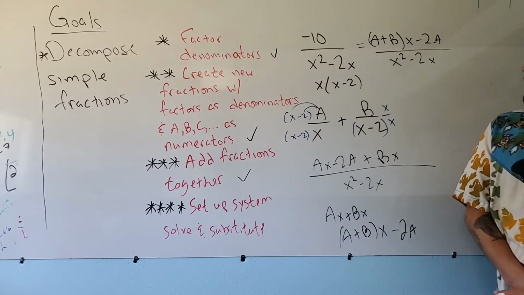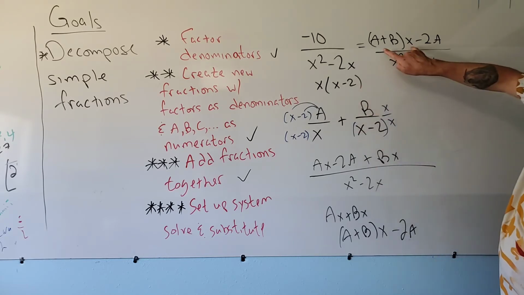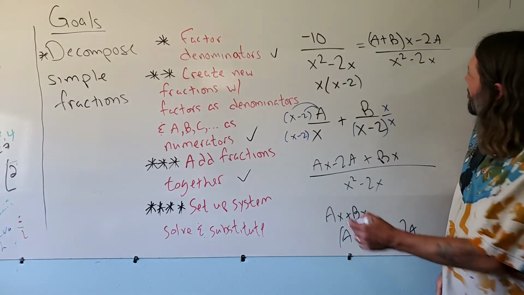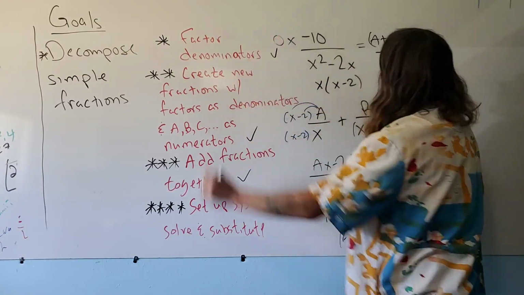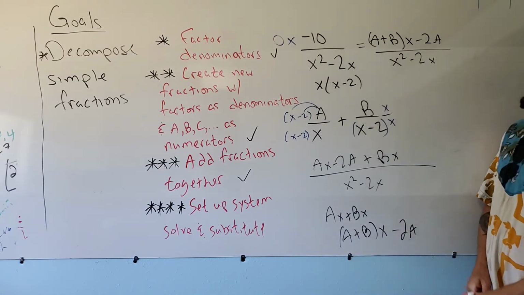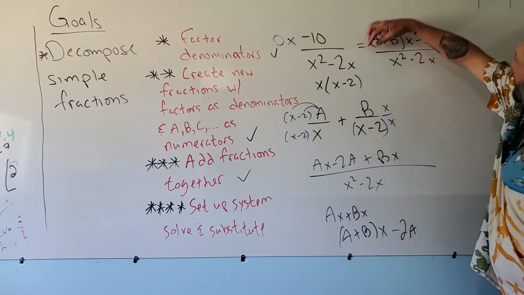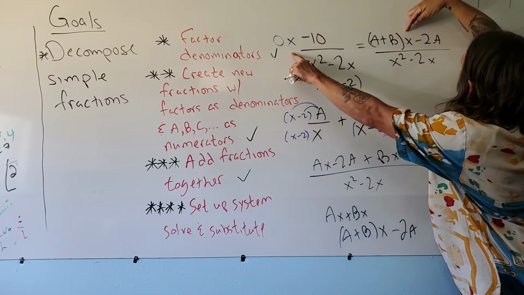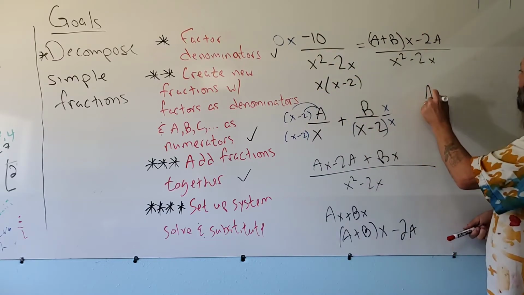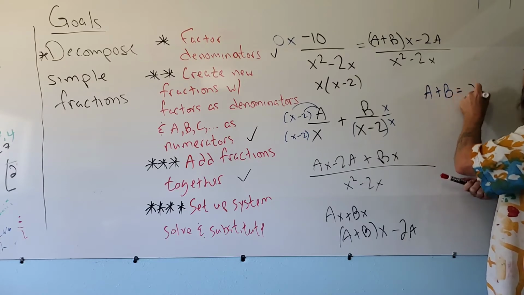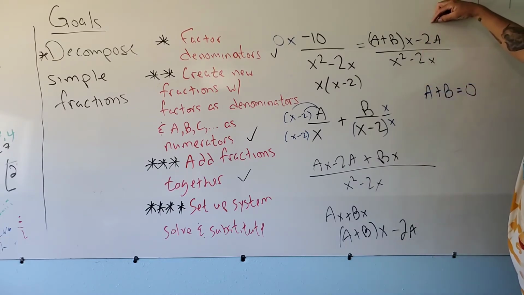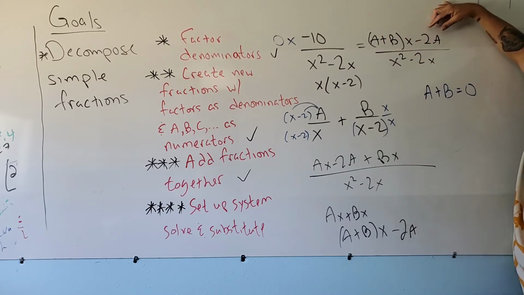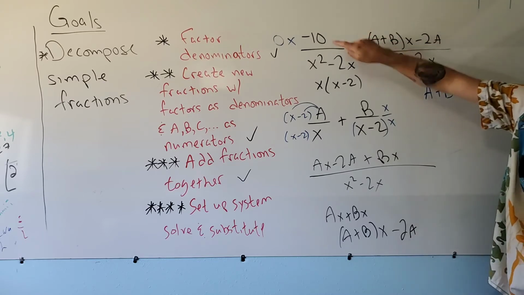All right, so here's the part that's going to be a little tricky to set up the system. We want to match parts up, okay? Now notice on this numerator there's a number with an x, but on this numerator there's no number with an x. And so what I'm going to do is say that I have 0x minus 10, okay? So what this means is that I know that a plus b must add up to 0 because they both have the x. This has no x, this has no x. So that means that negative 2a must equal negative 10.